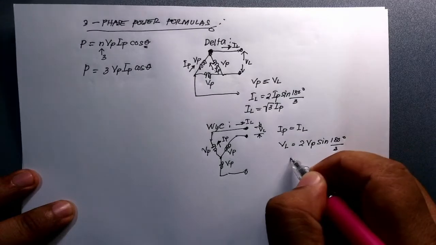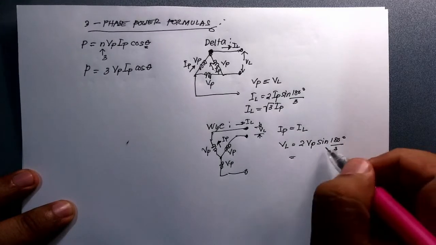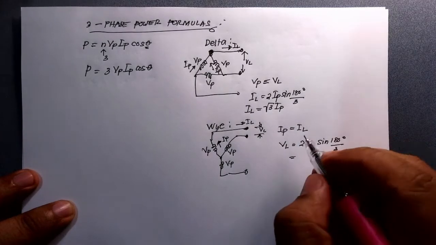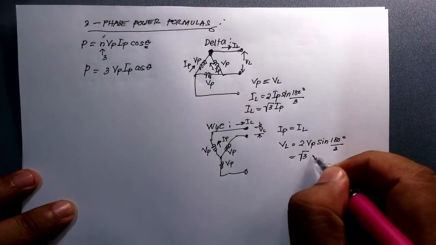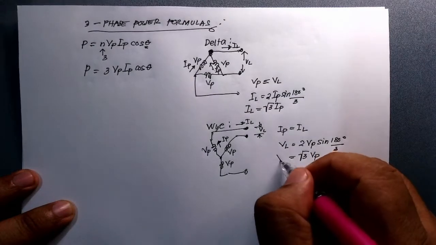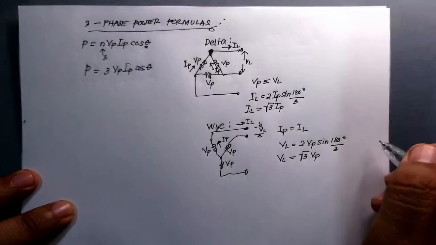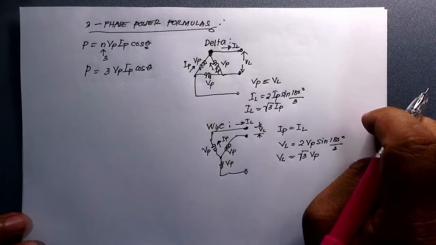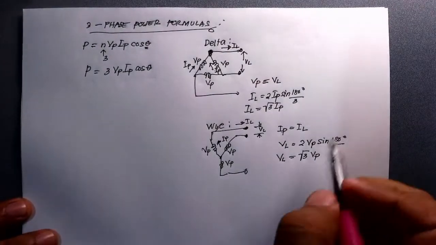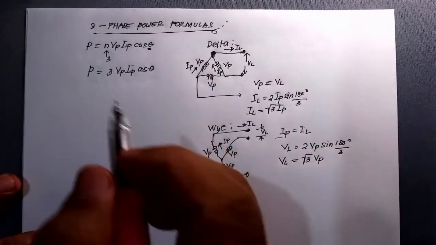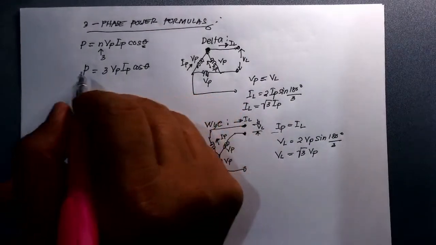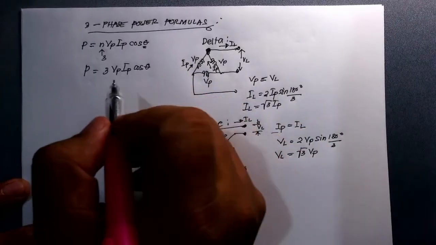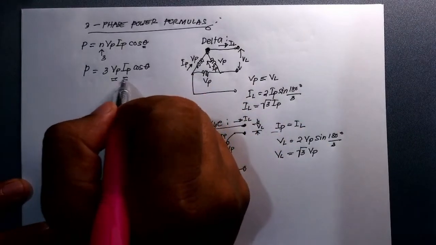And actually, if you are going to press your calculator, sine of 180 degrees divided by 3, which is 60 degrees, times 2, you will have square root of 3 V sub P. So V sub L is equal to square root of 3 times V sub P for a Y-connected system. Now, what is the implication of this in the formula for the 3-phase? So we use here the phase voltages and the currents.